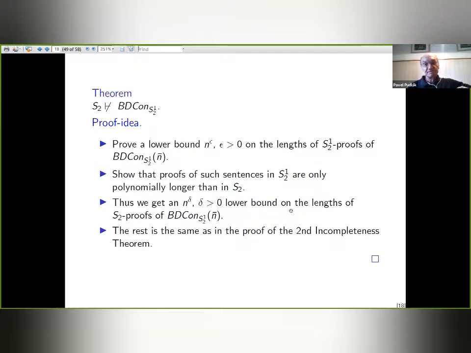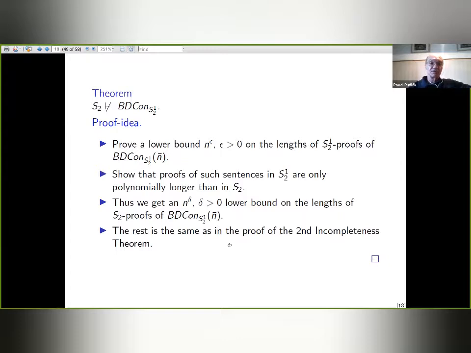So in this way, we get a lower bound on the length of S_2 proofs of bounded consistency. We get an n^δ lower bound on S_2 proofs of the bounded consistency of S^1_2 in n. So once again, we get such a bound for provability in S^1_2, just the standard derivation. And by the second item, because these are only polynomially longer, for S_2 we also get n^δ, where δ may be smaller than ε. And the rest is the same as before.